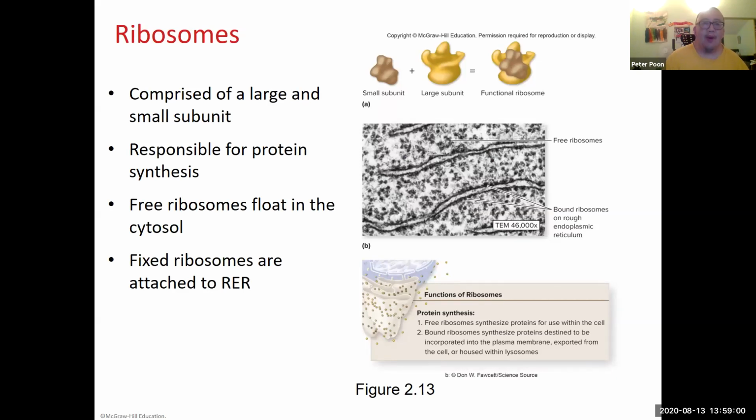Ribosomes. Ribosomes are little factory workers of the cell, and there's two parts of them. They attach together and they make proteins. Two types. Free ribosomes float around the cytoplasm, and they make the proteins that the cell needs. The fixed ribosomes are attached to the rough ER, and they make the proteins that the cell will ship either out or to the cell membrane.